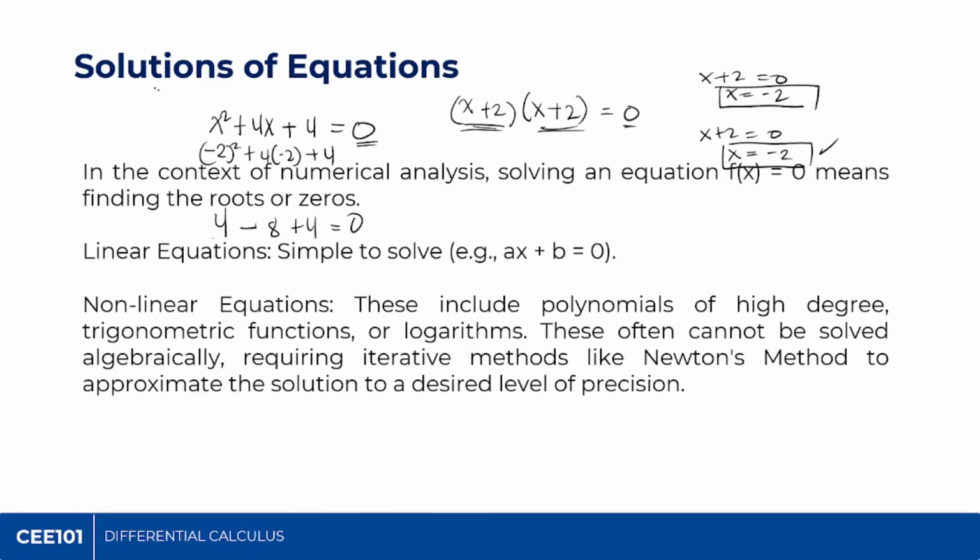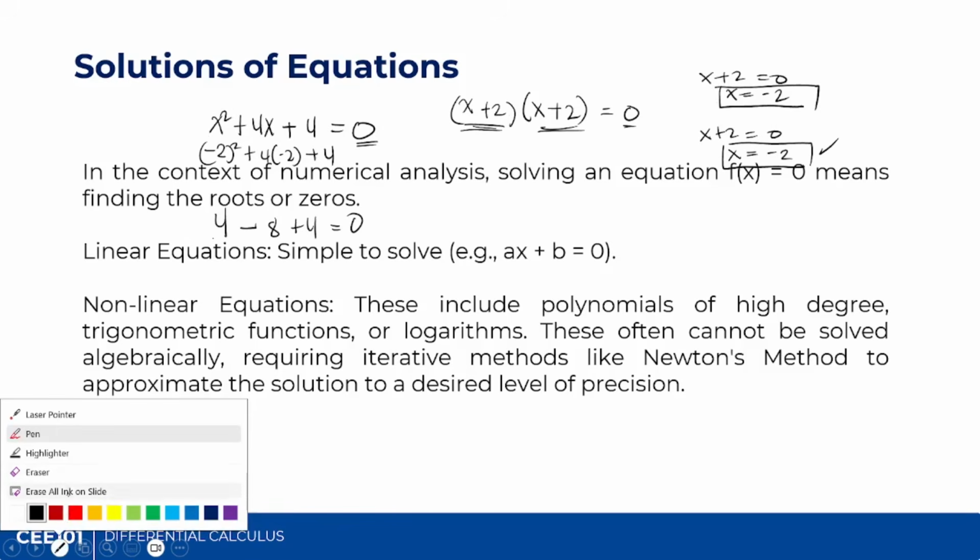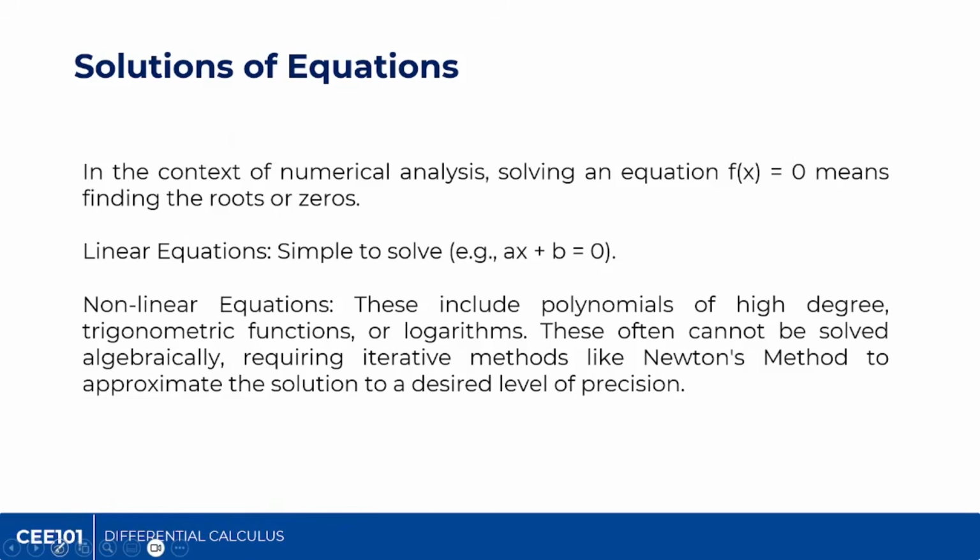That's for easy equations like this. But in cases where the equation is difficult, for example, we have this equation: e raised to the power of x minus cosine of x. What are the possible values of x that would result in this function being equal to 0? What are the possible values of x that will equate this to 0?